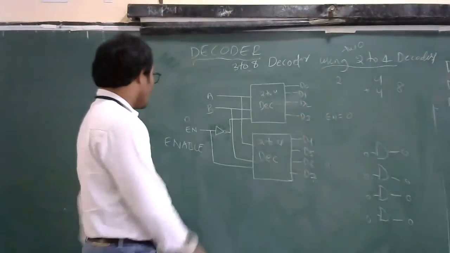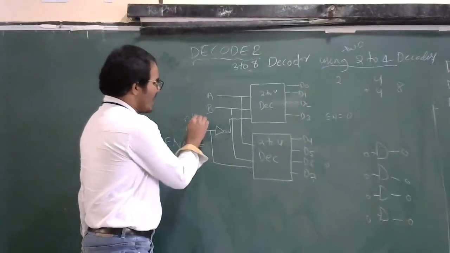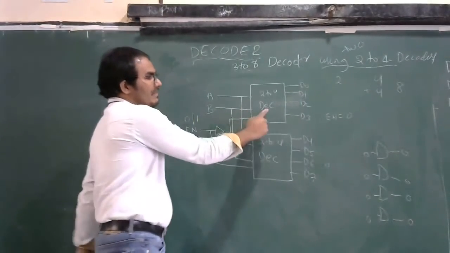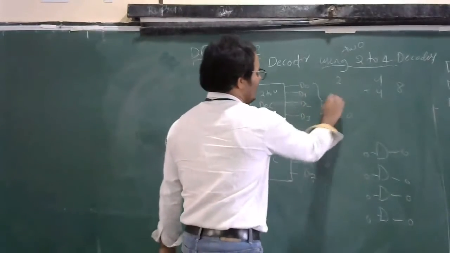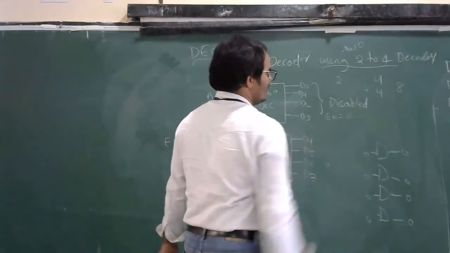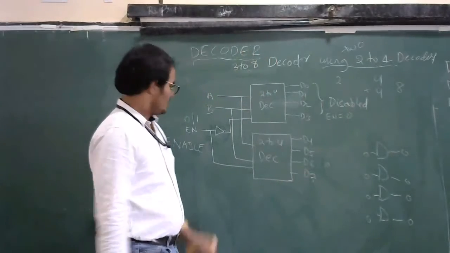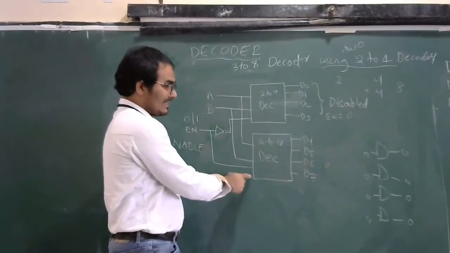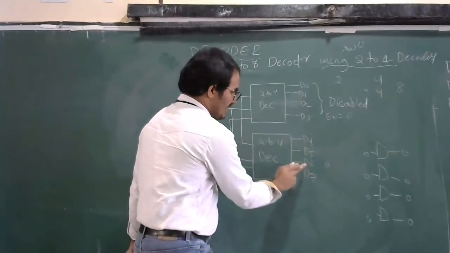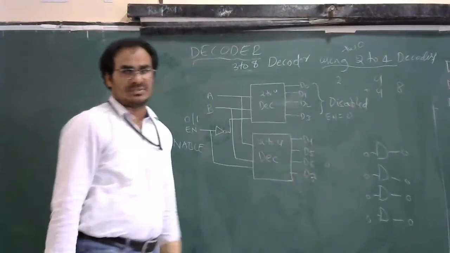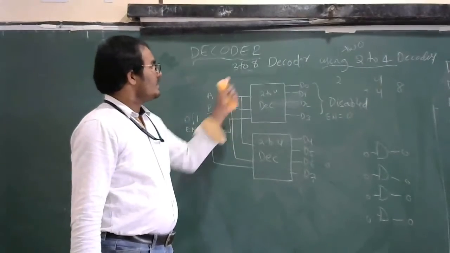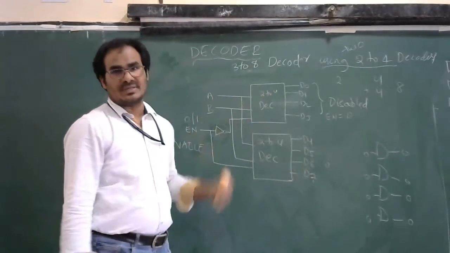Now the second case is if the enable input is equal to 1. The complement of 1 is 0, so the upper decoder will be disabled, and all its outputs are zeros. Now when it is 1, 1 is directly connected to the lower decoder. Now it will produce D4, D5, D6, D7 as the outputs. This is the implementation of a 3 to 8 decoder using 2 to 4 decoders.